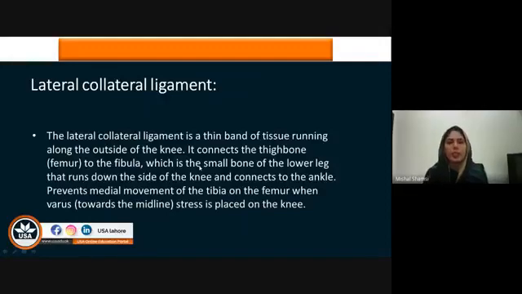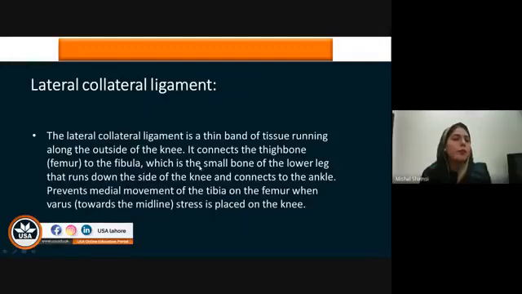The basic purpose of the lateral collateral ligament is to prevent the medial movement of the tibia on the femur when various stress is placed on the knee. It means when an extra medial rotation is going to occur at your knee joint, then this lateral collateral ligament is the main limiting factor that prevents the extra medial rotation at the knee joint. This is basically your lateral collateral ligament.